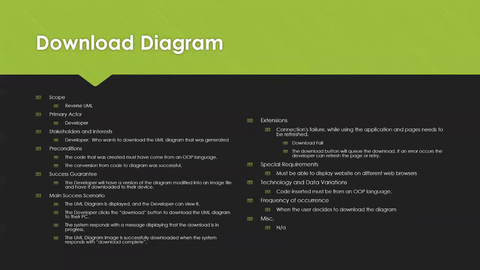The final use case we have here is downloading the diagram. Scope again is reverse UML. Primary actor again is developer. Stakeholders and interests is a developer who wants to download the UML diagram that was generated by the application.